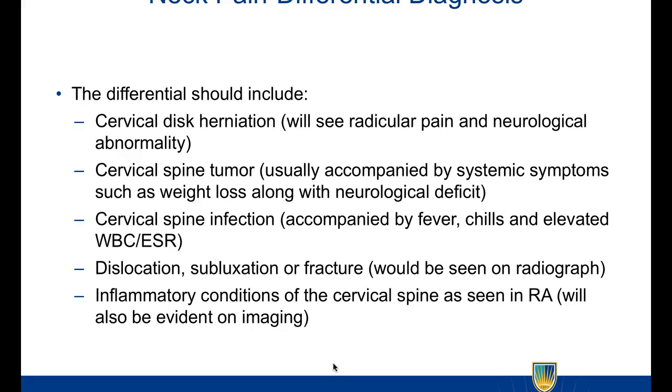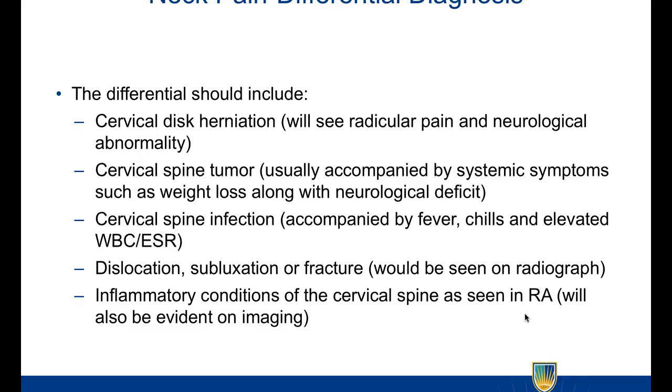Neck pain differential diagnosis. The diagnosis of cervical muscle strain is based on the history and physical exam revealing localized neck pain, cervical sprain, muscle spasms, and normal neurological exam. The differential should include the following: cervical disc herniation will see radicular pain and neurological abnormality.